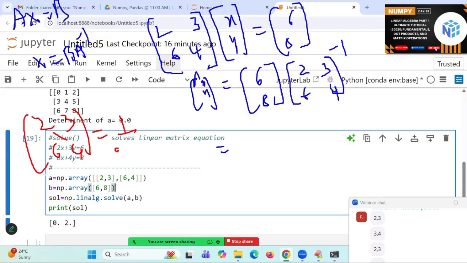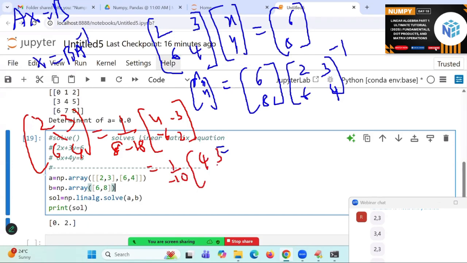What is this now? 8 minus 18. What is this answer now? 1 by minus 10 of what? 4, 3, minus 3, minus 6, and then 2. What is the answer we are going to get here? Minus 4 by 10.